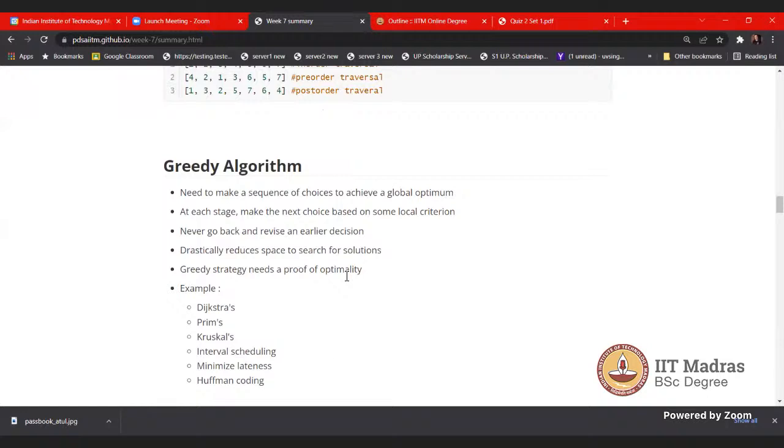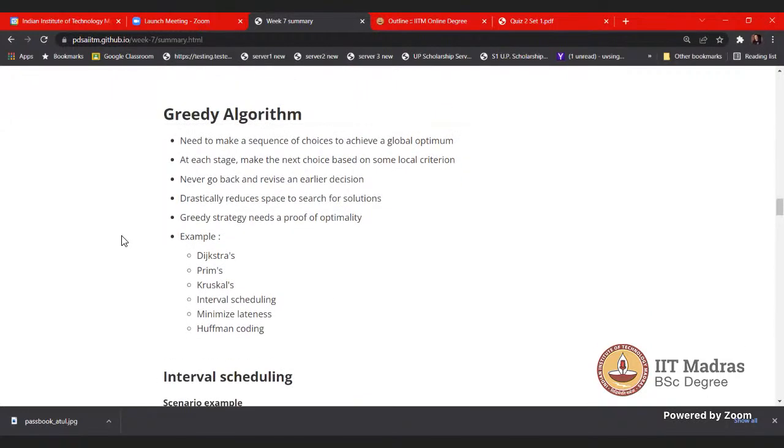So in a greedy algorithm, we always select the optimum decision locally, and we achieve the global optimum solution. At each stage, we make the next choice based on some local criteria. We never go back and revise an earlier decision, so we never change the decision. It drastically reduces the space to search for the solution. A greedy strategy needs a proof of optimality.